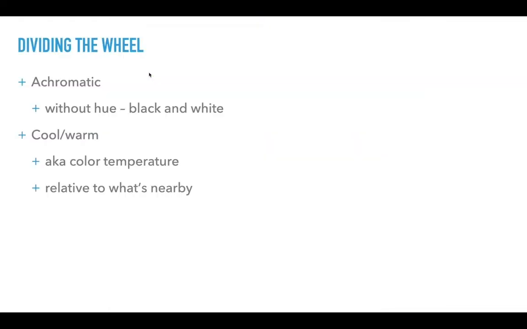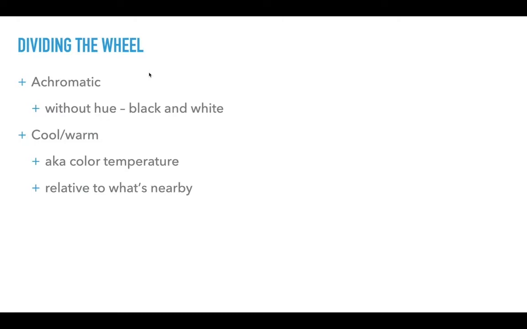All right, so the first one that we look at is achromatic, and chroma is just a term for color. In this case, A is without. So without a color, it's black or white. There are no transitions, there are no grays. It's just one or the other, right? So it's achromatic, without a hue. And that's one way of looking at it.